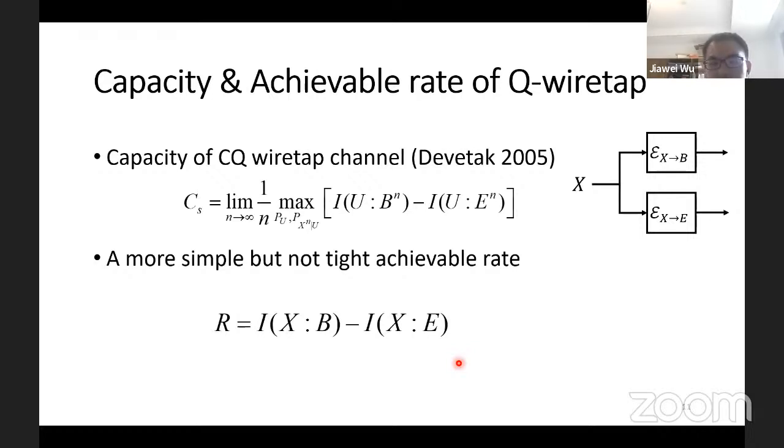The capacity is defined as the supremum of all possible achievable rates. The capacity of the quantum wiretap channel is already a known result. However, this form cannot be evaluated effectively in the general case. So our goal will be a simpler but not tight achievable rate, and we will achieve this rate with our constructed code later.